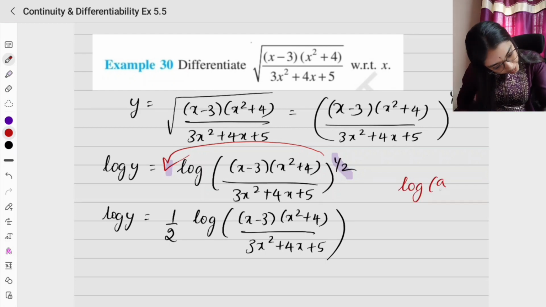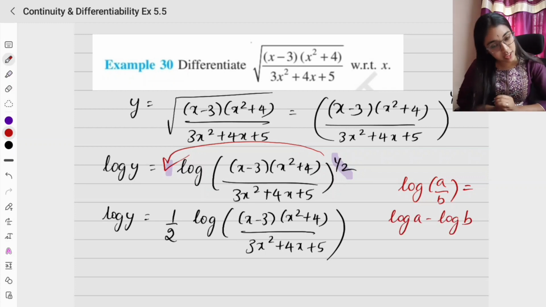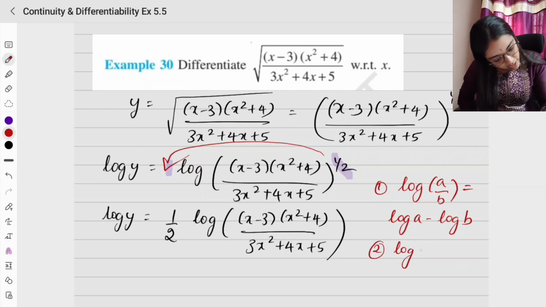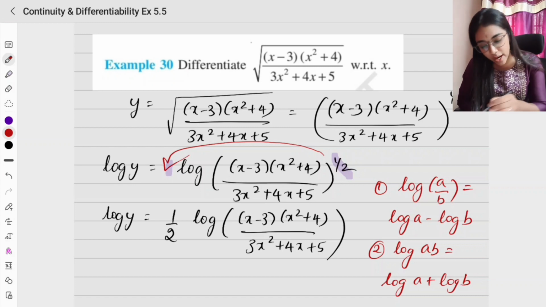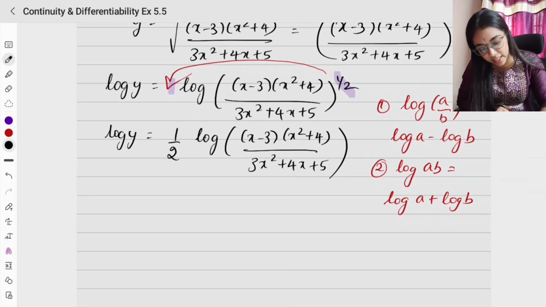You know that log of a divided by b can also be written as log of a minus log of b. This is one identity that you learned. What is your second identity? Product, log ab is going to be log of a plus log of b. So when it is division, you subtract both the functions. When it is multiplication, you add both the functions. Correct? So now at this place we are going to split like that.